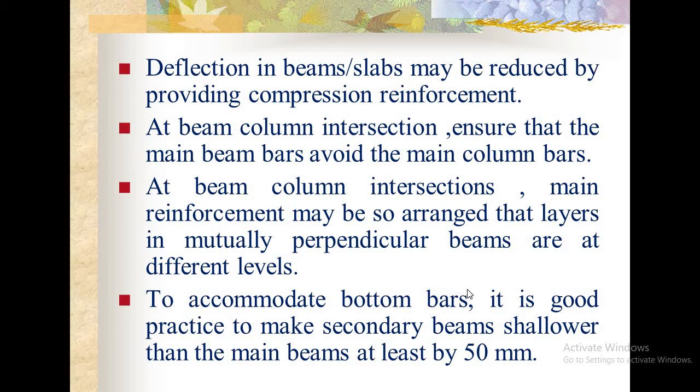Deflection in beams and slabs may be reduced by providing compression reinforcement. At the beam column intersection, ensure that the main beam bars avoid the main column bars. At beam column intersection, main reinforcement may be arranged so that layers in mutually perpendicular beams are at different levels. To accommodate bottom bars, it is good practice to make secondary beams shallower than the main beams, at least 50 mm.